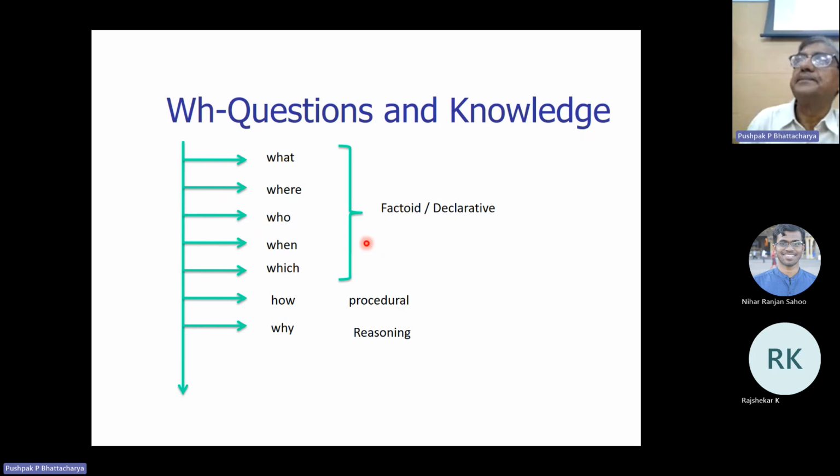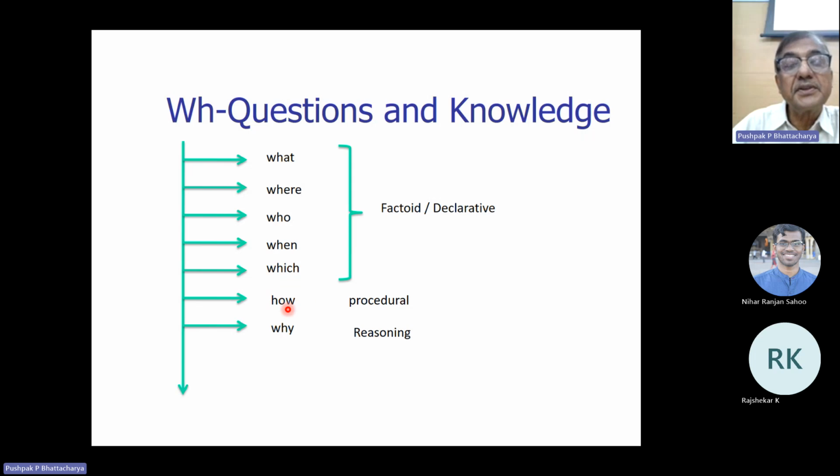Their answer is typically a single phrase or sentence or entity. What is the capital of India? Delhi. Where is Calcutta located? West Bengal. Who is the president of India? Draupadi Murmu. When did India get independence? 1947. Which is the largest state in India? Rajasthan. So these are called factoid questions. These questions are much, much simpler compared to the last two questions, how and why.